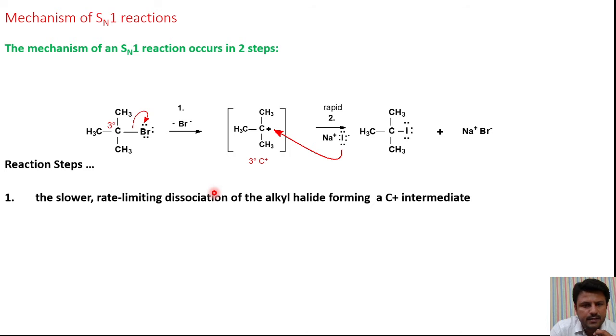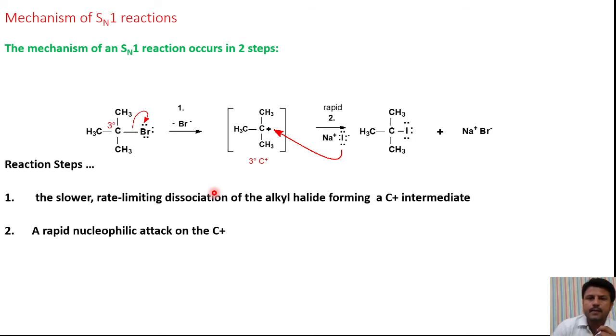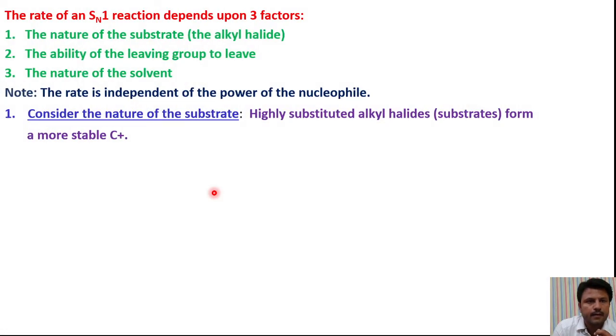See, as we said, these reactions occur in two steps. One is the slow step, which is the formation of the carbocation. The second one is the incoming nucleophile making a bond with this carbocation, which is the fast step. Here the SN1 reaction again depends on three factors. One is the nature of the substrate, the second one is the ability of the leaving group to leave, and the third one is the nature of the solvent.